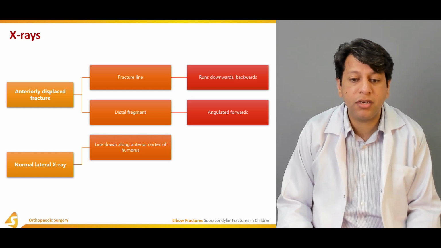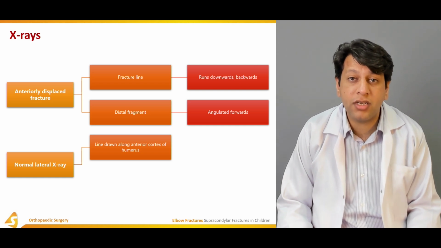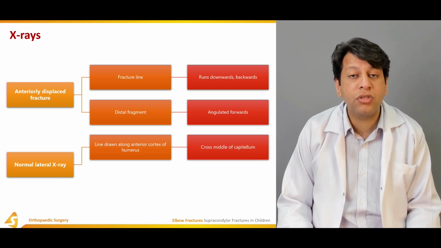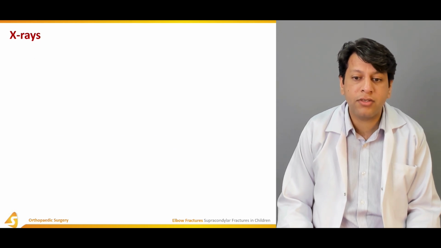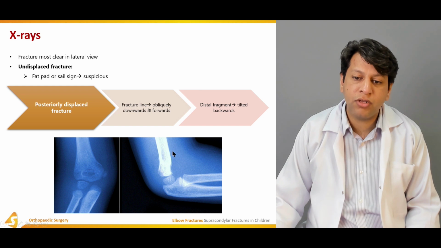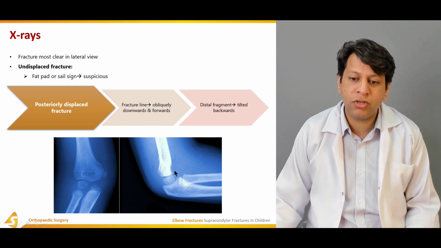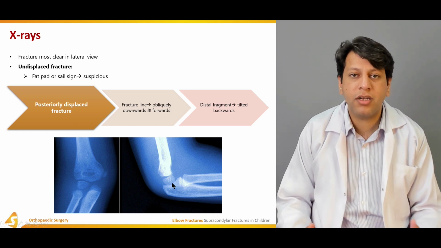Rarely it is a normal X-ray, but a line drawn along the anterior cortex of the humerus, that is the anterior humeral line, should cross the middle of the capitulum. If you are seeing this X-ray, this is the anterior humeral line, and it is not going through the capitulum. In a normal X-ray, this anterior humeral line will cross right from here. And this is an indication.